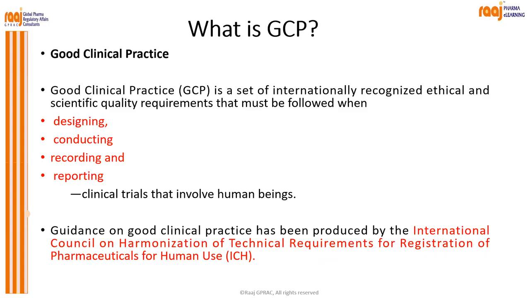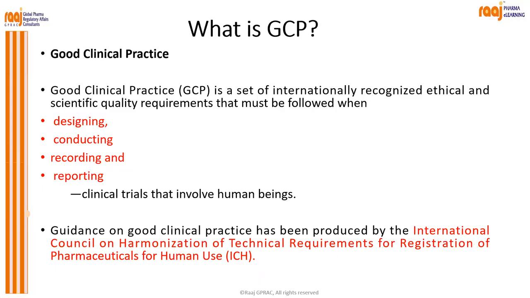Let us talk about GCP, that is good clinical practice. It is a set of internationally recognized ethical and scientific quality requirements that must be followed when designing, conducting, recording, and reporting clinical trials that involve human beings. Am I right? So GCP is generally used for clinical trials which are conducted on human beings.